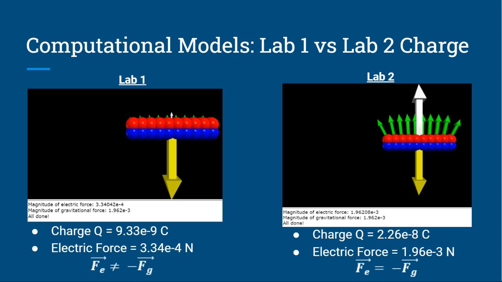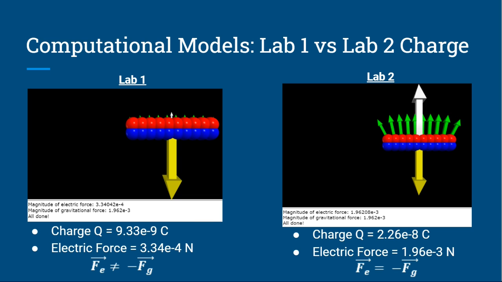Here are the computational model outputs using the new computational model code. Inputting the charge estimate in Lab 1 into the code, we find that the electric force due to this charge is not equal and opposite to the gravitational force. On the other hand, using our model in Lab 2 and a new charge that gives us an electrical force that is equal and opposite to the gravitational force, we find that the charge is 2.26 times 10 to the negative 8th power coulombs.